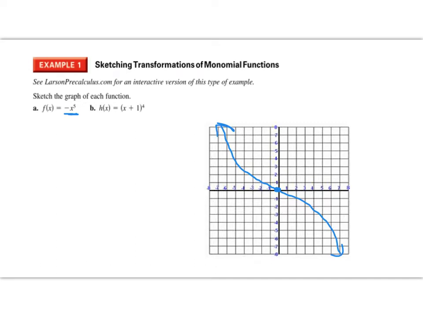So when I'm looking at my end behavior, I know that as x approaches infinity, f of x goes to negative infinity. And as x approaches negative infinity, f of x goes to infinity. Okay, let's do the next one. We'll do it in green.